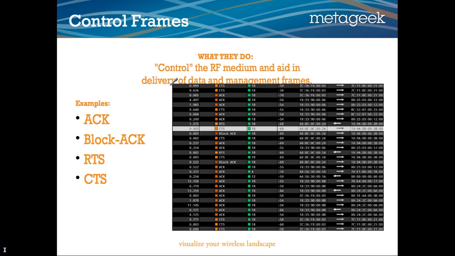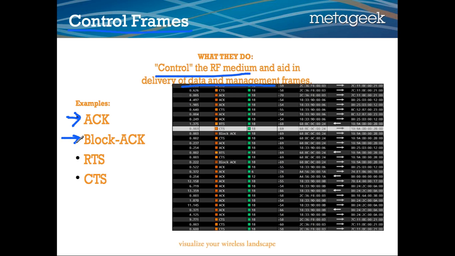The next type of frame that we want to look at is a control frame. Control frames, they do just what the text says. They control the RF medium, and they make sure that data and management frames get delivered properly. Some examples of this are an ACK, or an acknowledgement. We actually talked about ACKs a little bit earlier. We see a constant process of data, and then the receiving device will acknowledge it with an ACK. It will say, yep, I received that data frame, I got that frame.